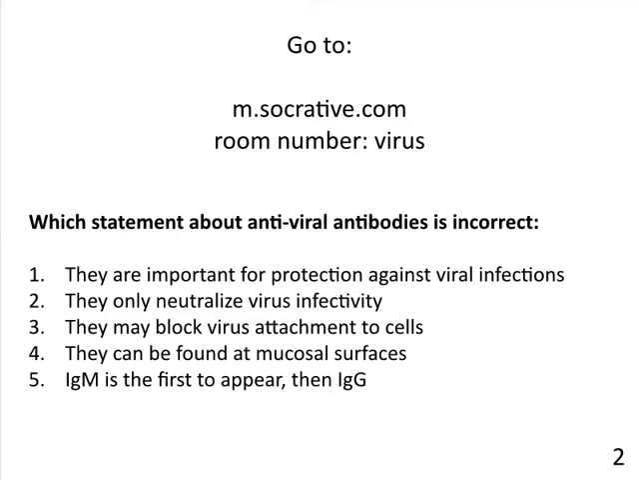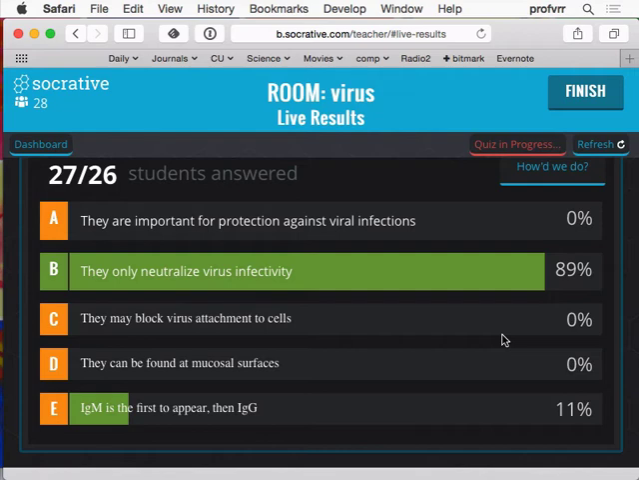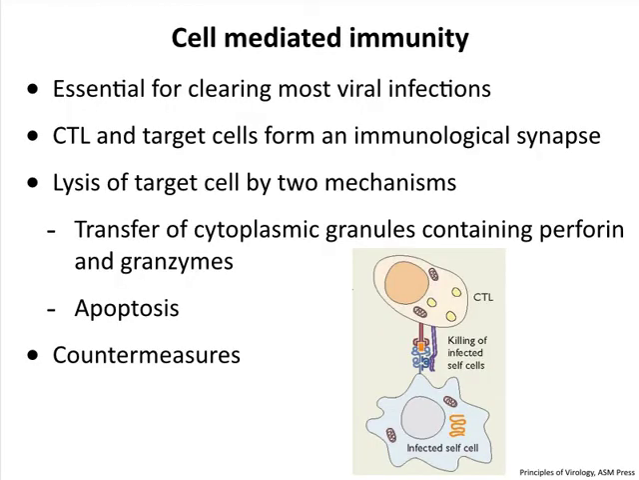So which is wrong? 89% of you picked B. They only neutralize virus infectivity, and that's not right. Yes, antibodies do more than that. They can neutralize virus infectivity. They can also do things to the infected cell that prevent virus production, for example. Some of you picked E. IgM is the first to appear. That's correct. All right, so that's antibodies. We'll come back to antibodies in a moment.